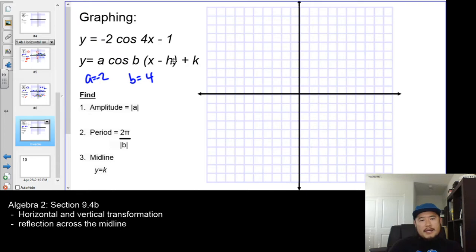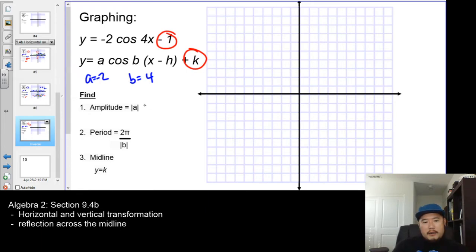Remember, parentheses, x minus h. Right here, if there's parentheses, then I would say that there is a horizontal shift. But there is no horizontal shift. We have this right here, -1, and that is actually representation of k. And that is our vertical shift. So, a little tricky, a little bit different. All right, so you might see that in your homework problems later on.